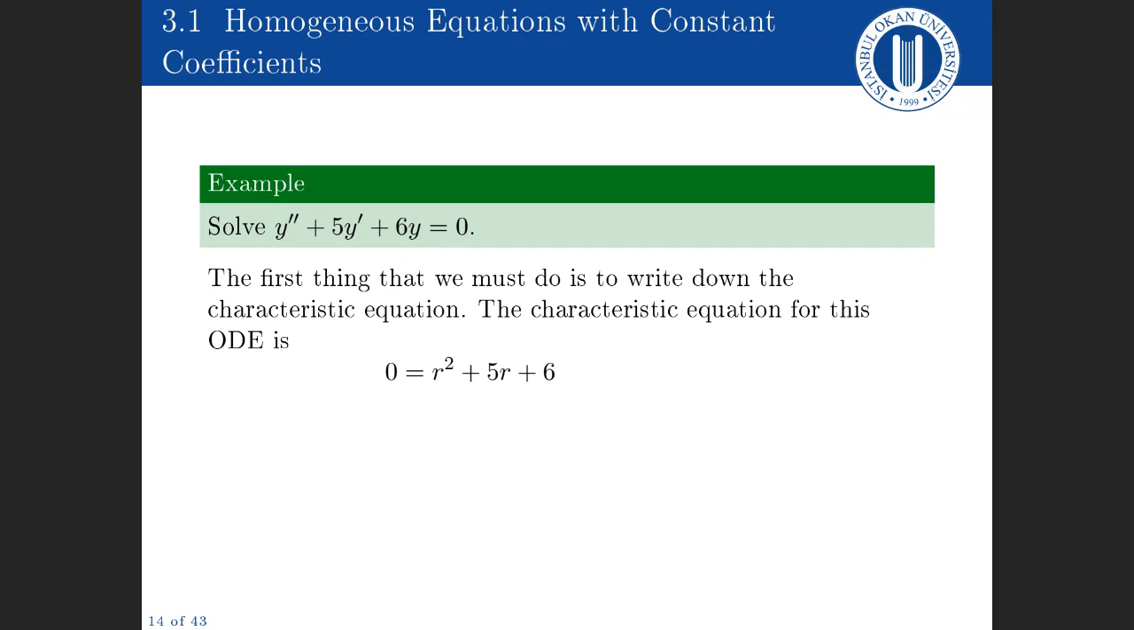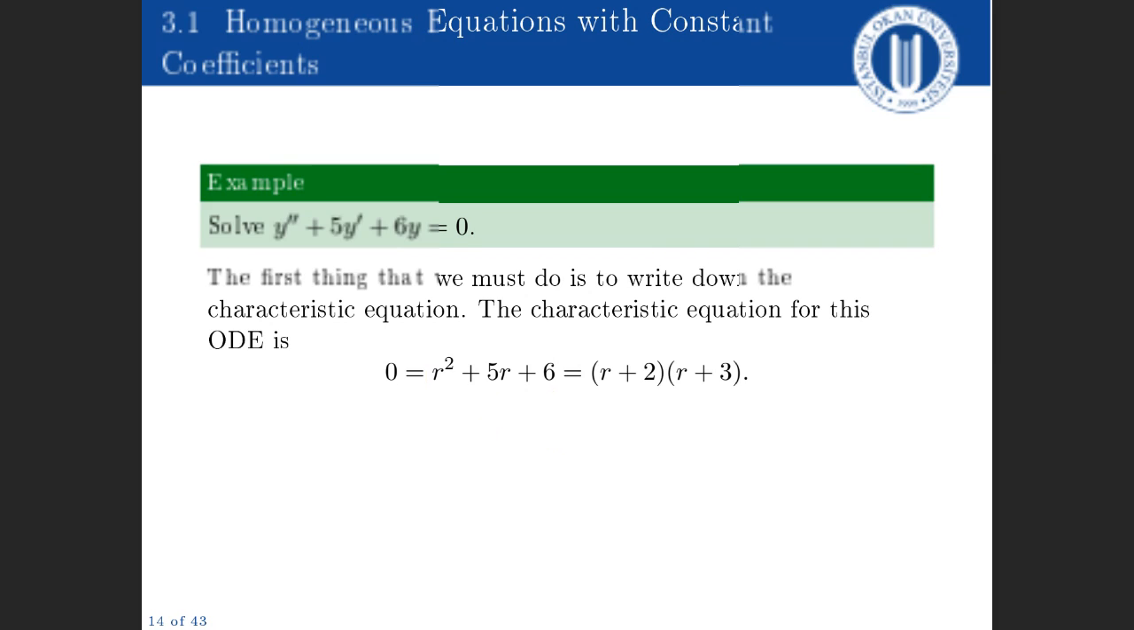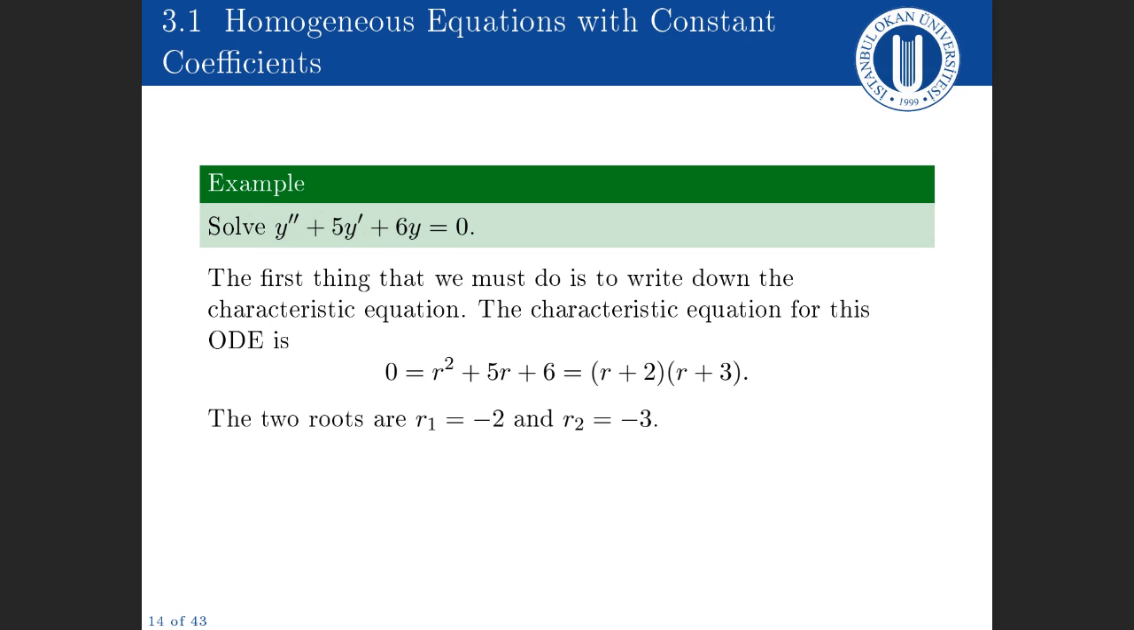We have 1r squared plus 5r plus 6. Just take the same numbers and put them into the characteristic equation. And we want this to be equal to 0. I could factorize this to (r plus 2)(r plus 3). And then straight away I can read off that the roots are minus 2 and minus 3.